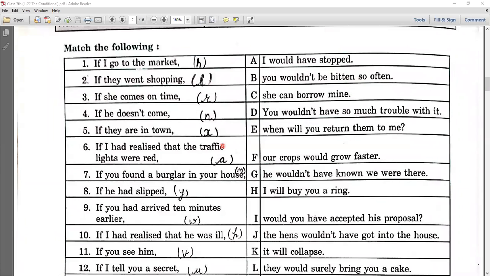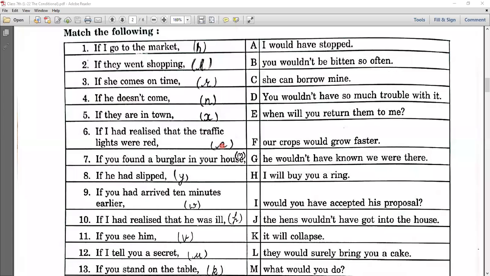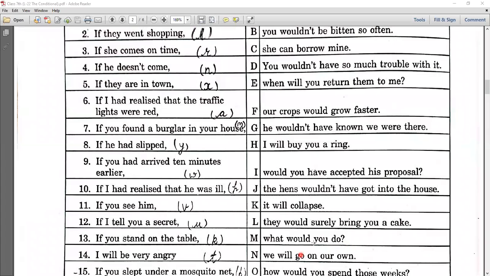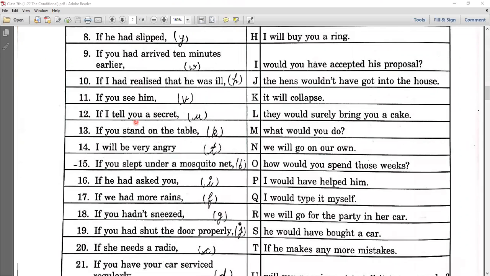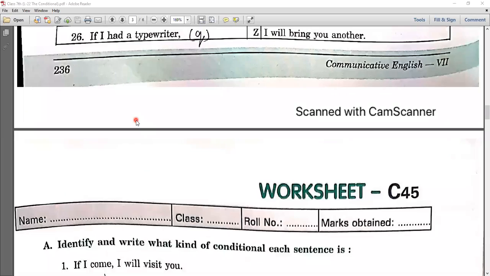Okay. So basically what you have to do, you have to learn and recognize your three kinds of formulas. Okay. If you found a burglar in your house, what would you do? Why do we apply would? Because found is the second form. So I hope this is clear to you all. Let's do another exercise related to this.